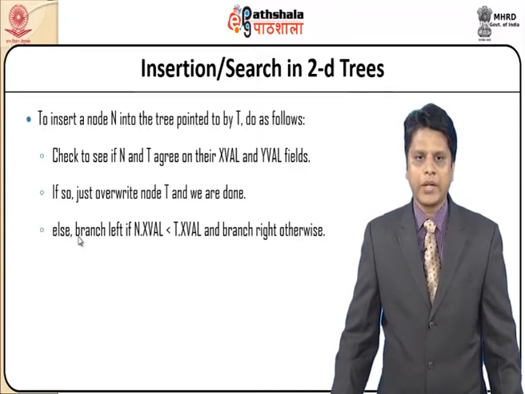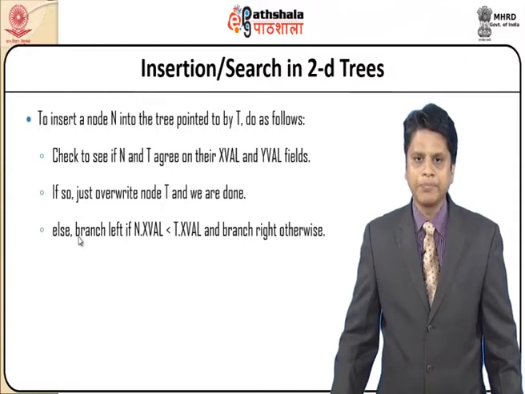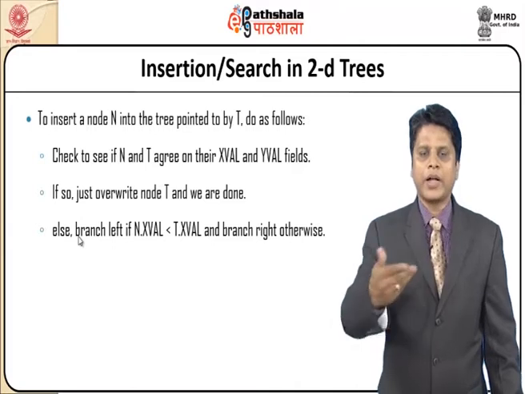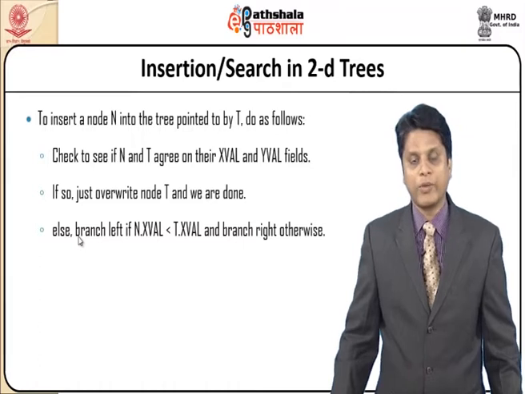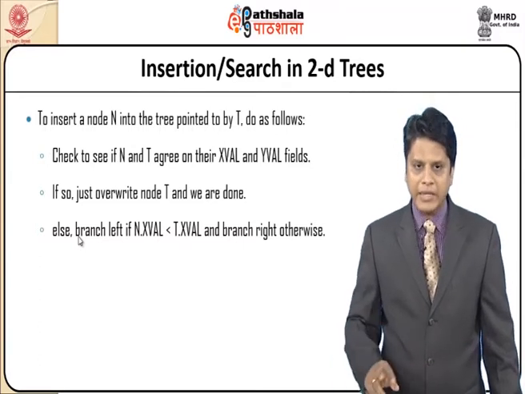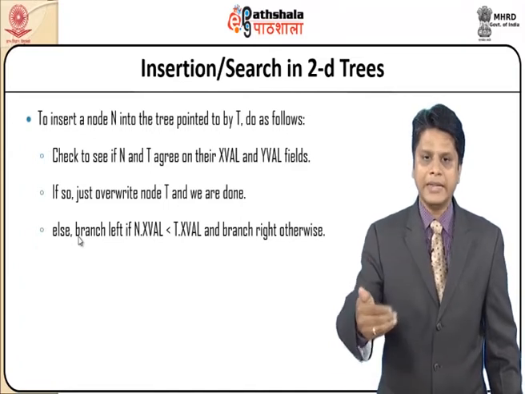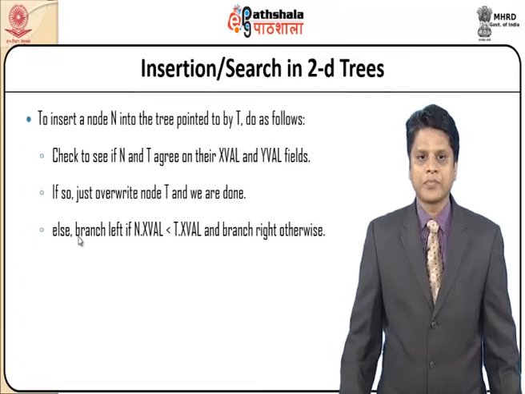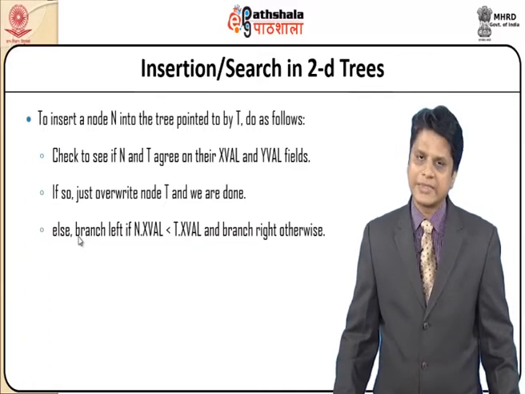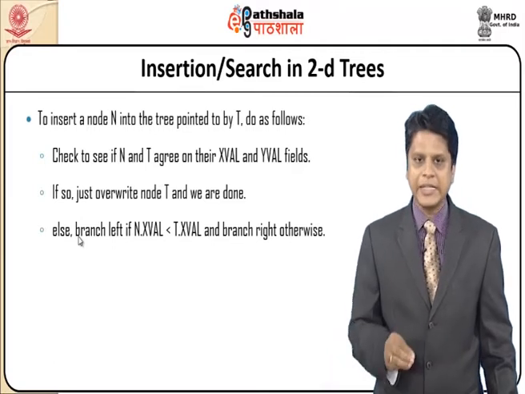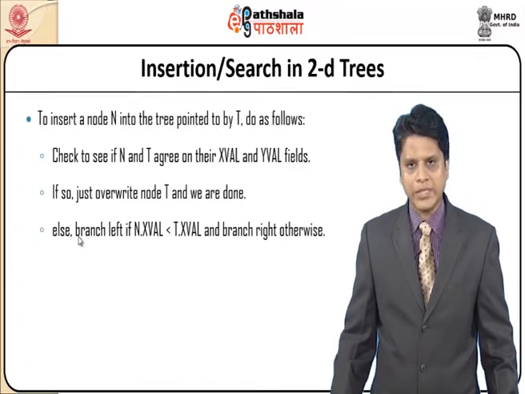To insert a node n into the tree pointed to by t, we may have to undergo a process like this. Check to see if n and t agree on the x value and y value fields. If it is one and the same, just overwrite the node t, that is it. Else, you branch it to the left if n dot x value less than t dot x value, and branch right otherwise.